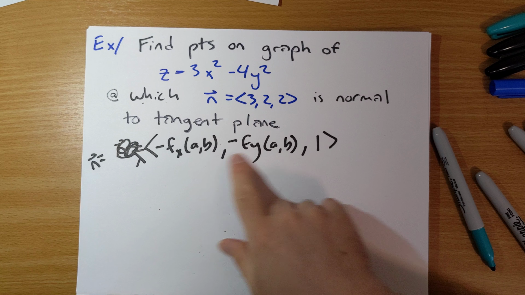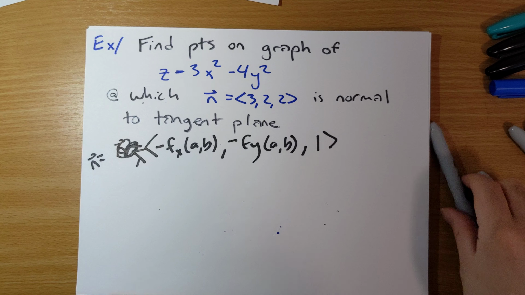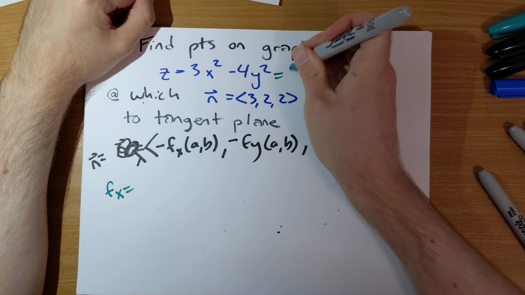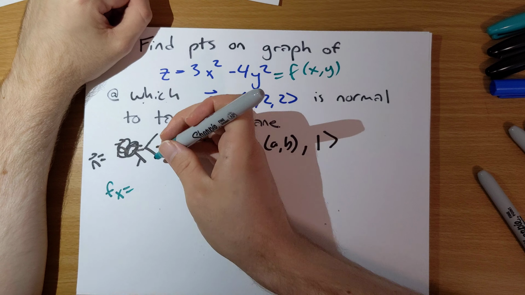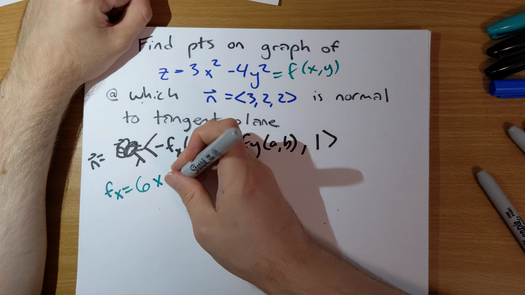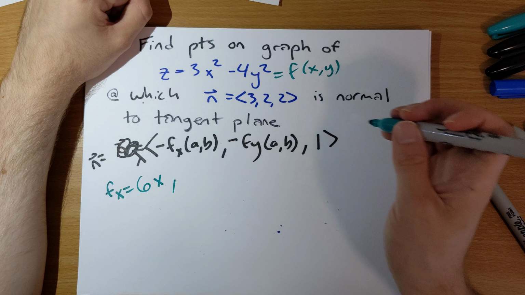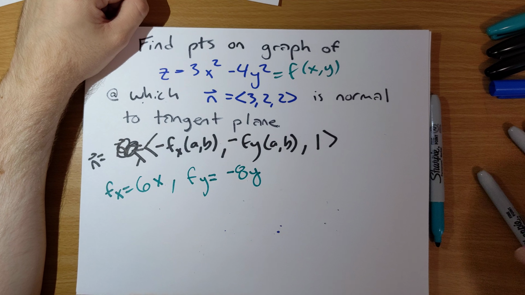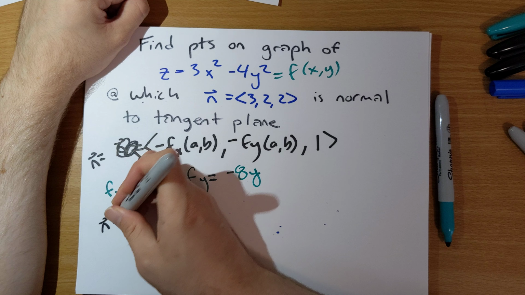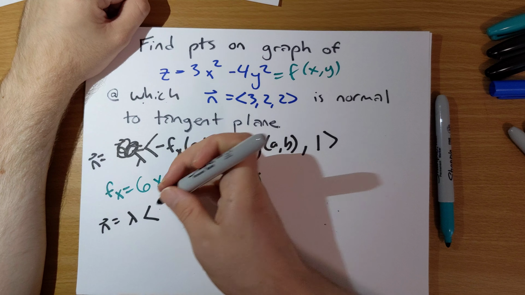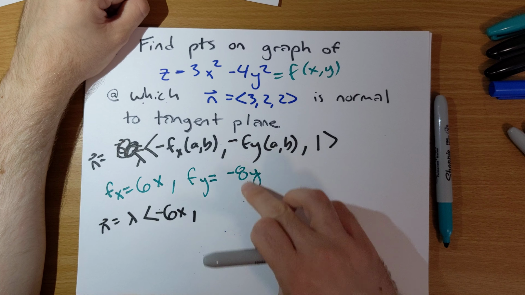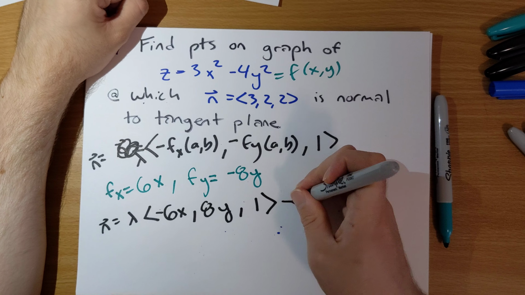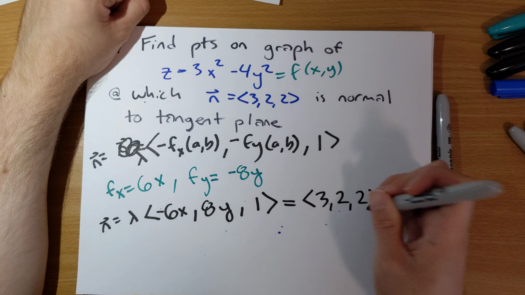Before we do anything else, let's go ahead and get the partial derivatives plopped in here. We'll call this f of x, y. The x partial derivative is 6x. The y partial derivative is going to be negative 8y. So now our vector here is going to be negative 6x, comma, negative 8y is positive 8y, comma 1, and we want this to equal (3, 2, 2).